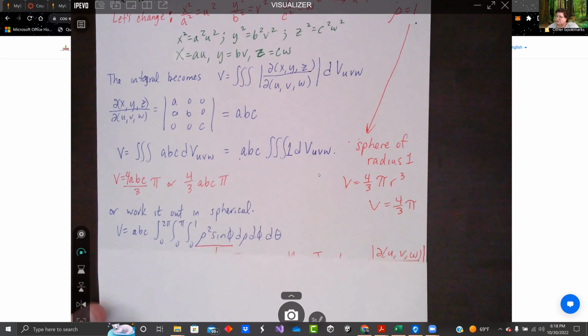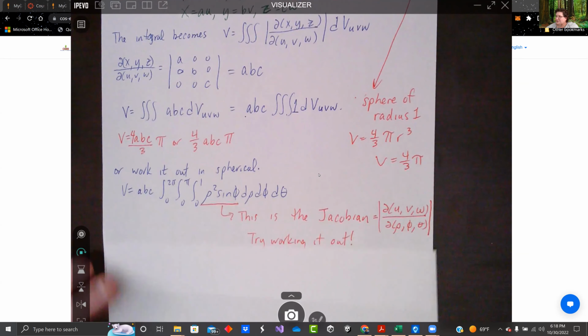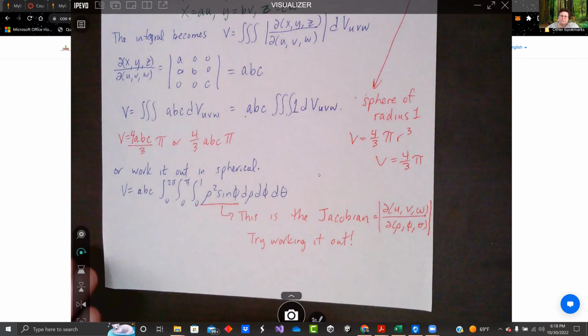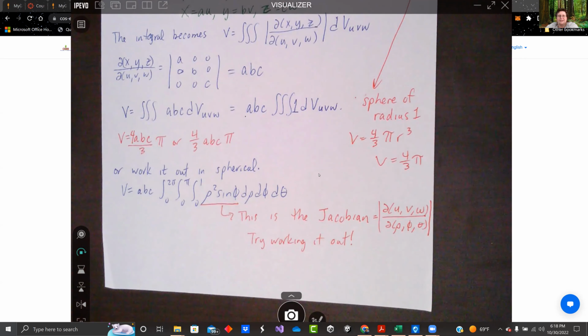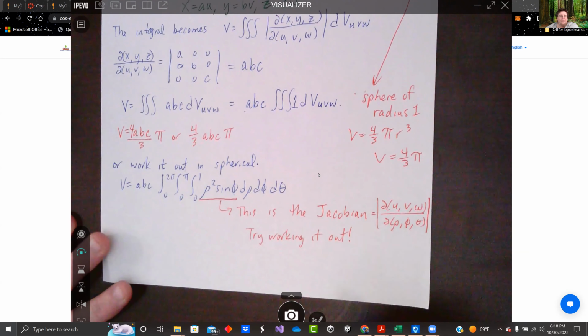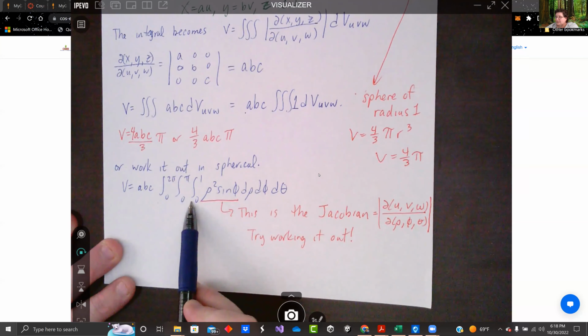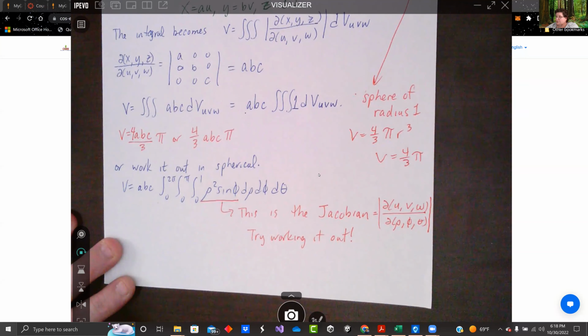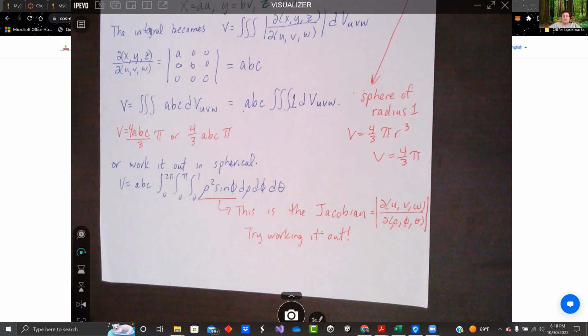You can work this out in spherical coordinates, doing another substitution. I recommend you give it a try. Switch from u, v, w over to rho, phi, and theta. You will confirm that rho squared sine phi is the Jacobian for this transformation, and you can integrate this as a sphere using that. I didn't work it out for you because that's left to the viewer.